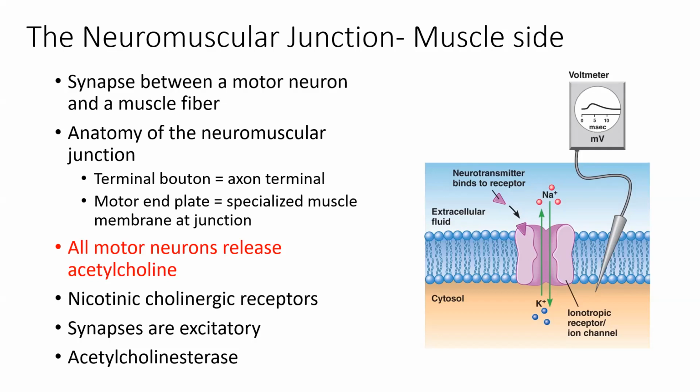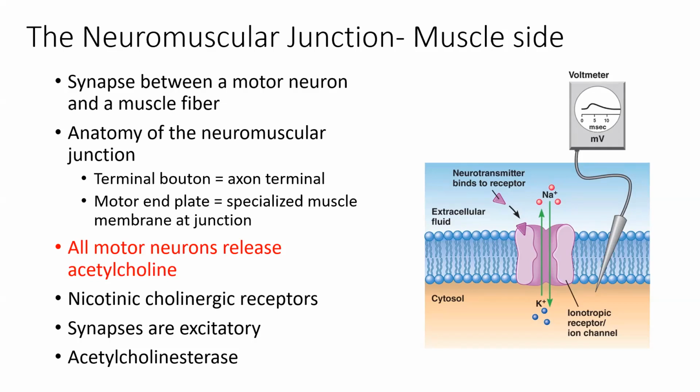And we have a sequence of events that involve acetylcholine binding to this nicotinic cholinergic receptor, which is on the side of the muscle. On this side of the muscle, we call this the motor end plate. This is a specialized muscle membrane at the neuromuscular junction. We say that it's specialized because it's highly folded. The reason it's highly folded is to increase the surface area for that action potential to then travel along the muscle and excite the muscle, leading to muscle contraction.